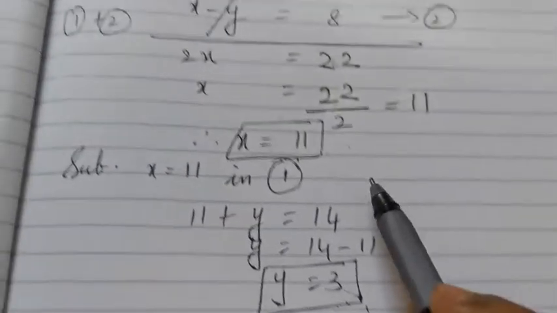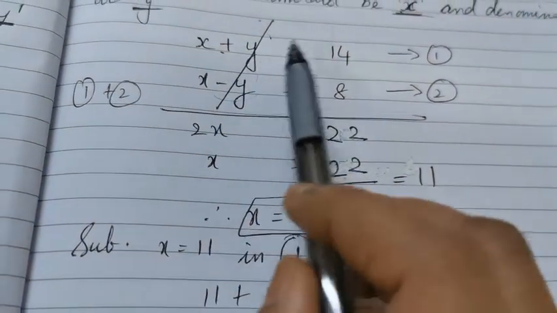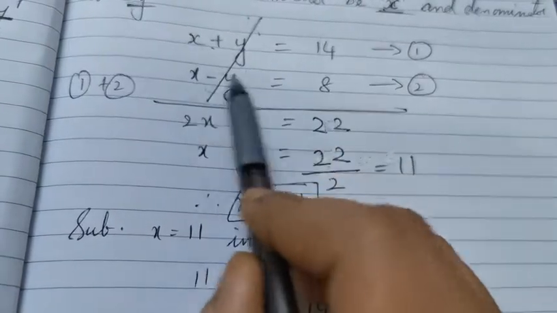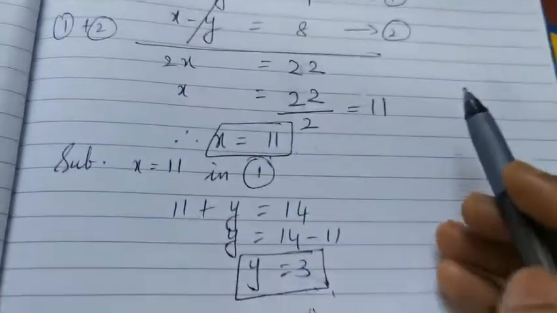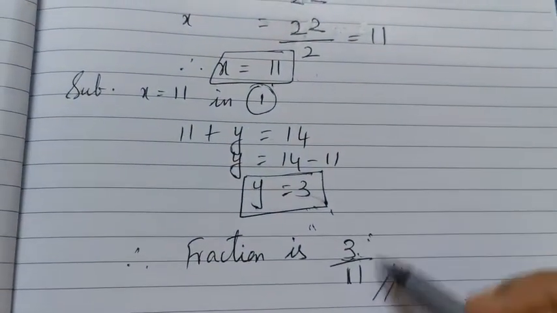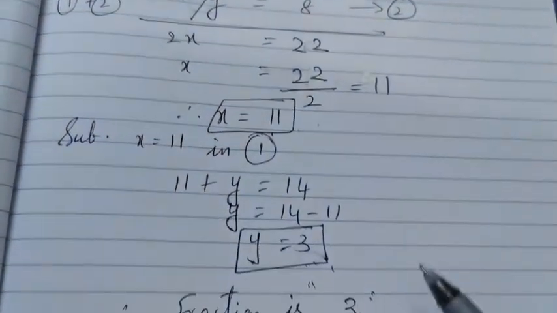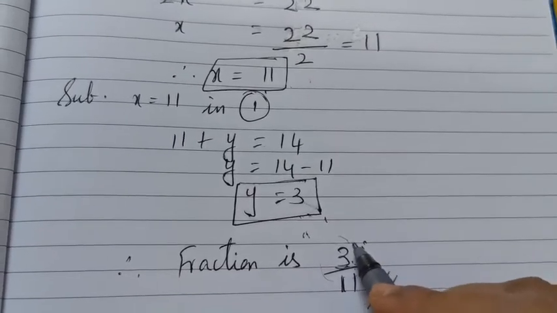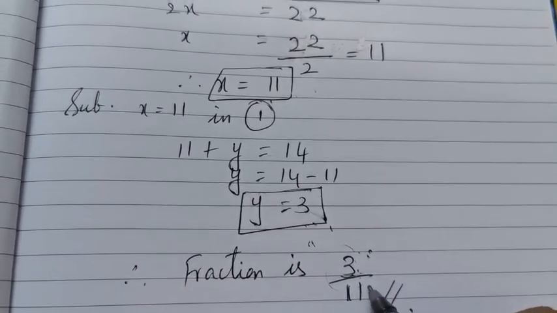So, let's go and check in our equation. Now, x is 11 and y is 3. 11 plus 3 gives me 14 and 11 minus 3 gives me 8. So, these values are satisfying my equation. Since they ask for a proper fraction, we will put the smaller number in the numerator and the greater number in the denominator.